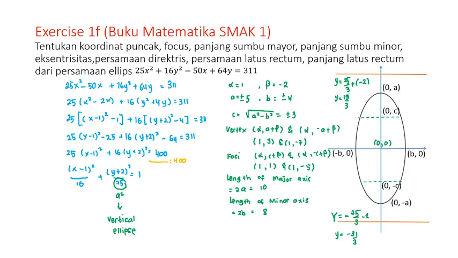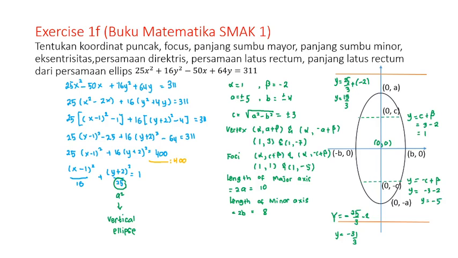For the lattice rectum equation, added with alpha and added with beta, it will be c plus beta. So for this one, it will be 3 minus 2, so it is y equals 1. And then for the other one, minus c plus beta, so it is minus 3 minus 2, or y equals minus 5.